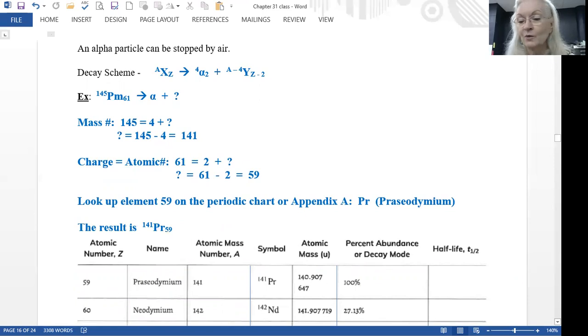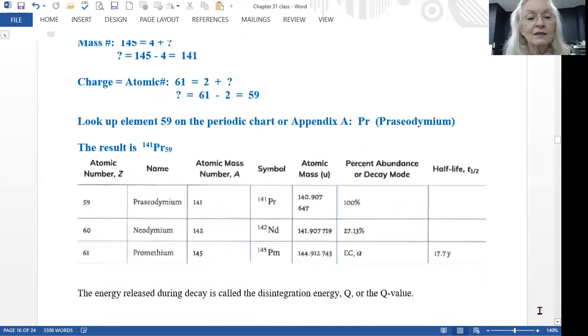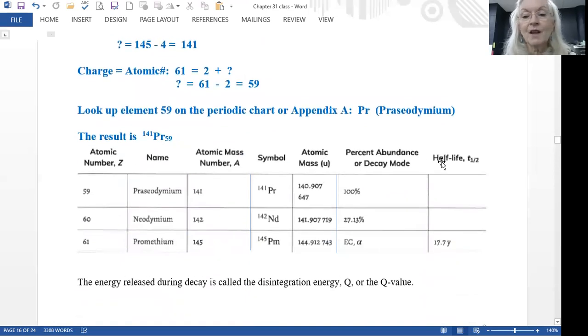So this is a little snippet of Appendix A, which I've attached to the first part of chapter 31 as a PDF, and it's also in the online book. And if you were in class, you got a hard copy. So you can see we have the column for the atomic number, the name, the atomic mass number, and the symbol. You need to be able to locate these in the chart as we go through.